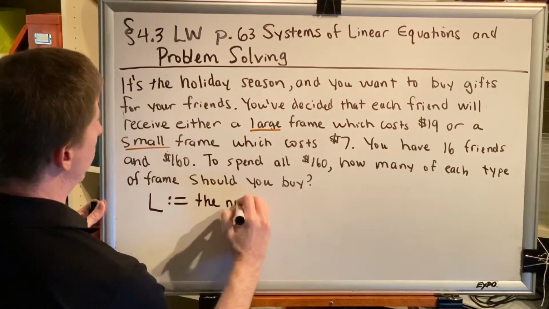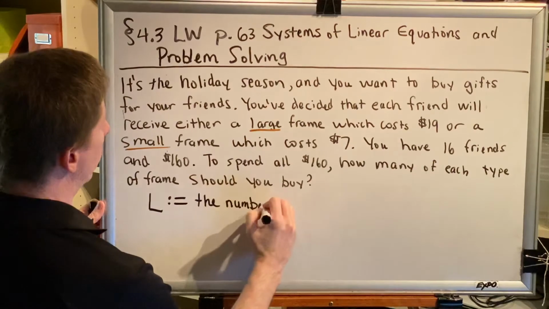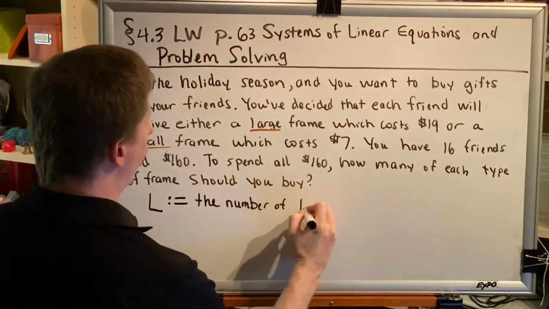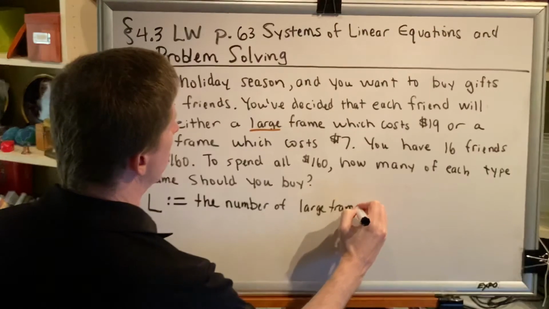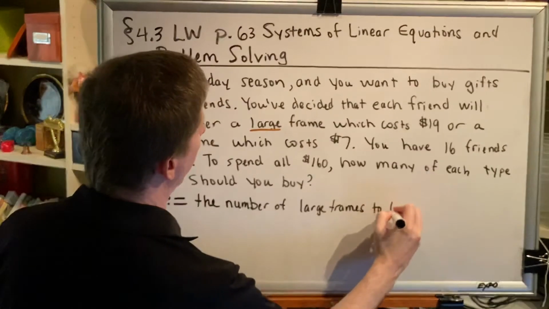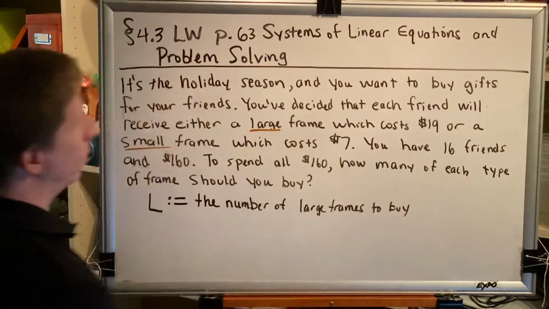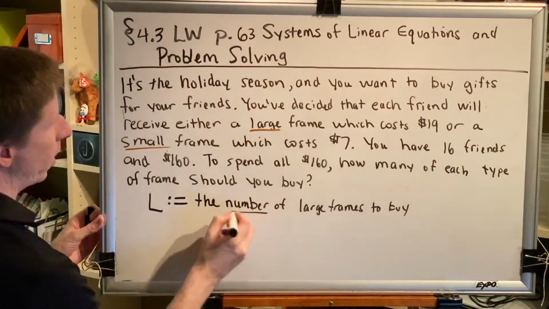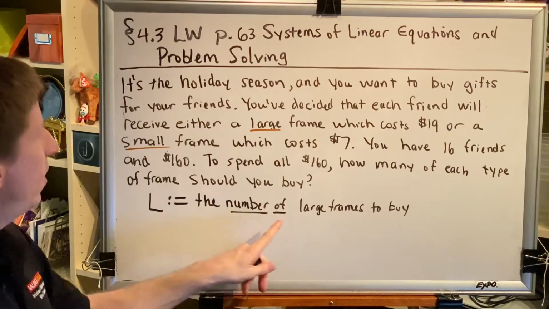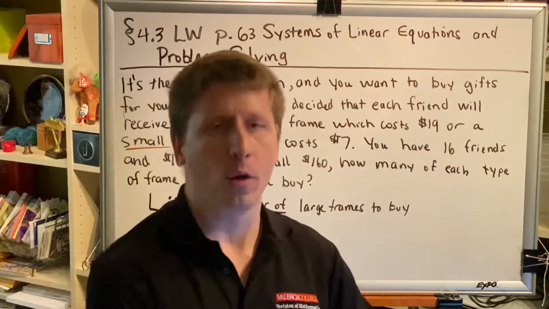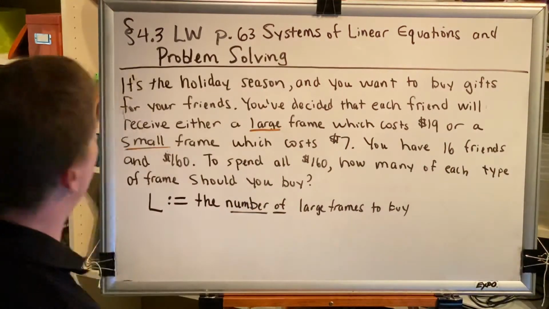number of large frames to buy. Notice that it includes the word number, and it also includes the word of. You must have at least one of those two words in every variable definition.